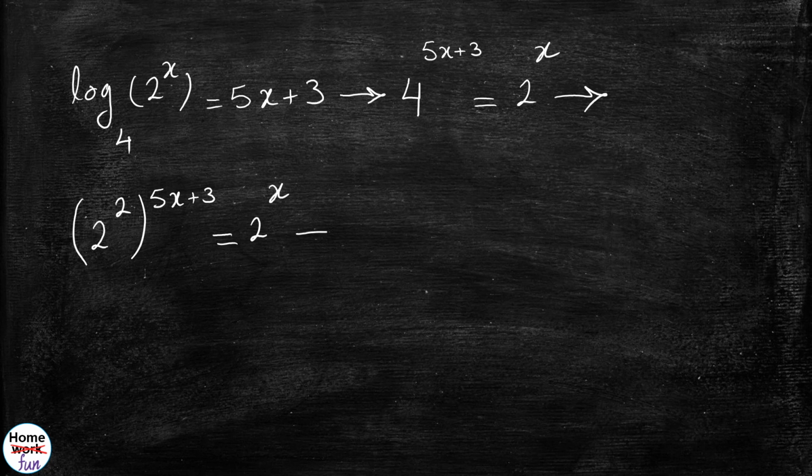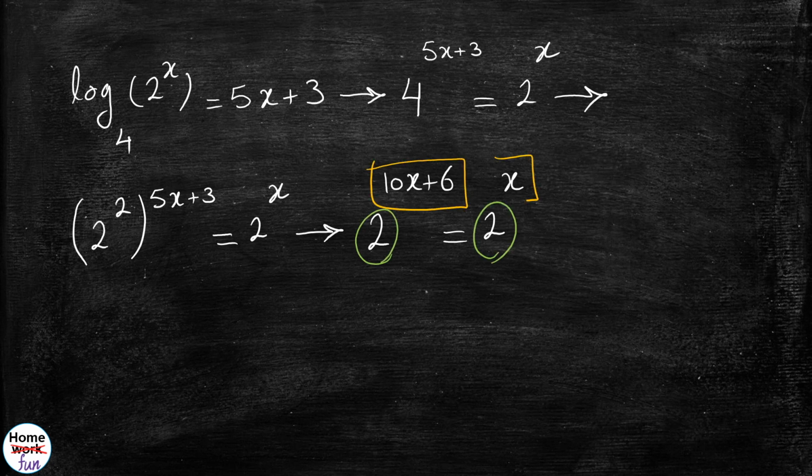So the power outside of the parentheses gets multiplied by 2, so you get 2 to the power of 2 times 5, that's 10x, 2 times 3, that's 6, must equal 2 to the power of x. So in here the bases are the same, so the powers must be the same too. So again you get a linear equation. 10x plus 6 must equal x.